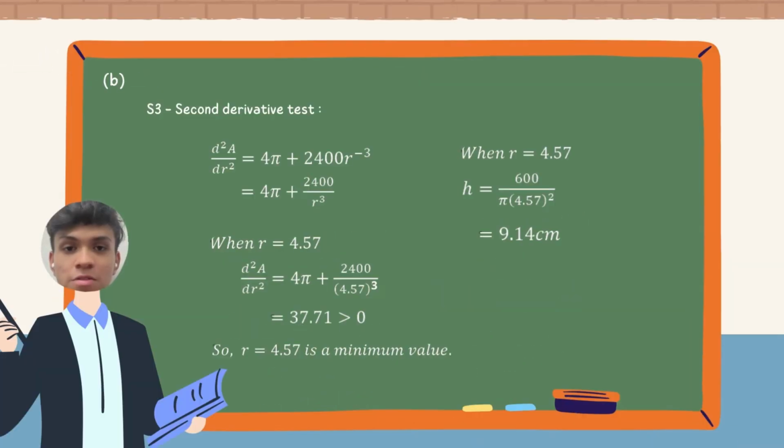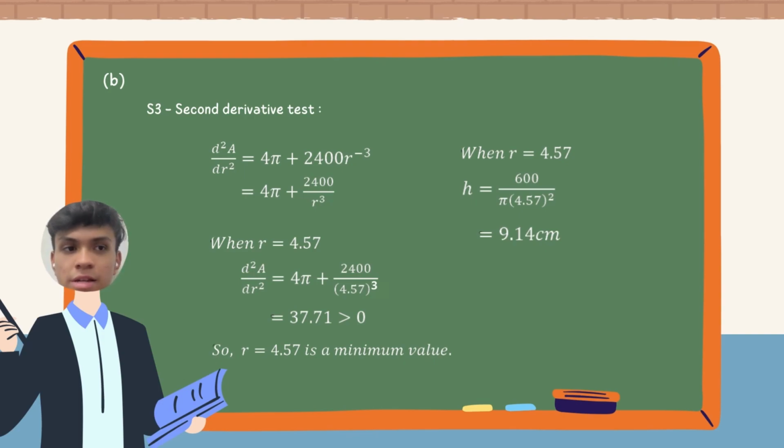I think you forgot to do the final step, Iskandar, which is to do a second derivative test. Doing this will give us 4π plus 2400 over r³. When r equals 4.57, we then substitute the r into the second derivative, which results in 4π plus 2400 over 4.57³. This brings us 37.71, which is bigger than 0. So r equals 4.57 cm is a minimum value.